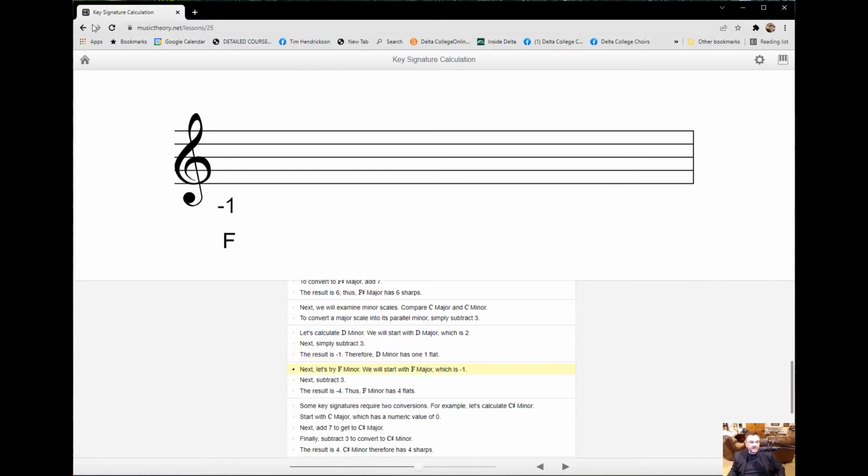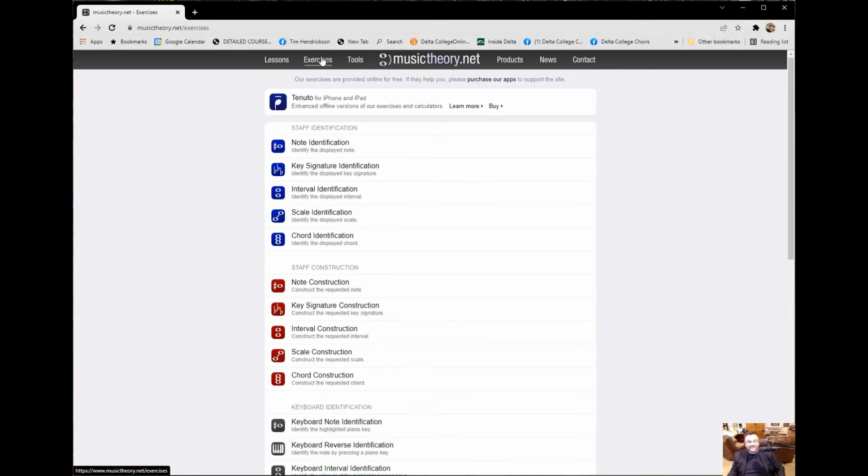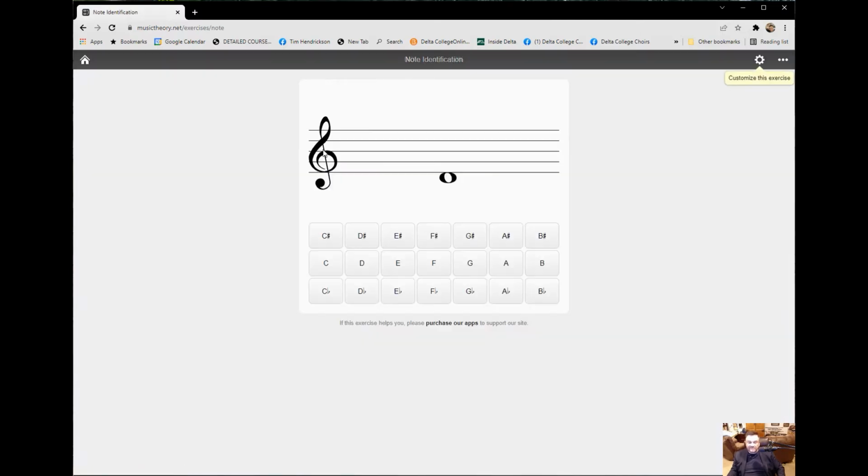Something else I will show you with respect to musictheory.net, and that are the exercises. The exercises, note identification. Click on this. This is asking you what note this is, right? You tell it D, and it'll even play it for you. How about that? This would be an E flat. Hey, there you go. That would be a B flat.